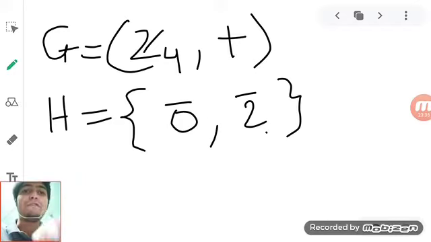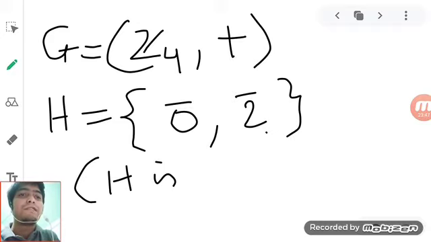First of all, we have to check whether this one is a subgroup. I leave that one to you. You can just see, maybe I will do it, or maybe not. Okay, H is a subgroup.